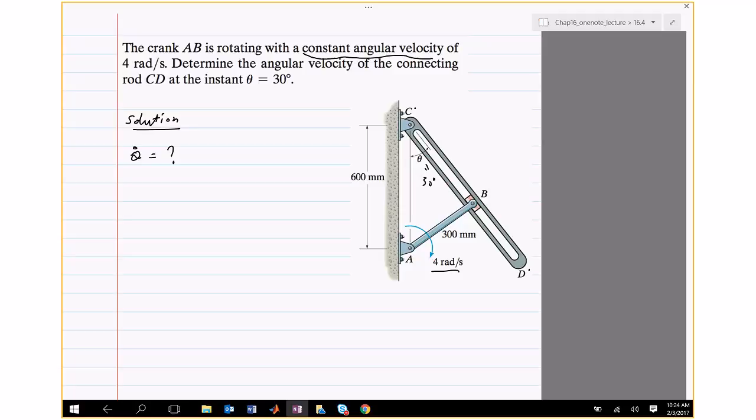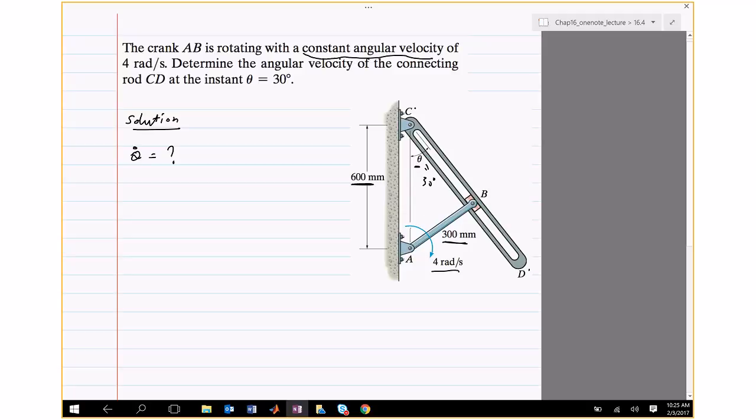So there is theta, which I'm interested in. I know the length, 600 is this length, and that does not change with time, right? As the connecting rod moves, that distance remains the same. This is the distance from A to B. When the connecting rod moves, AB just stays as it is. It's a link. It's not going to change its length.